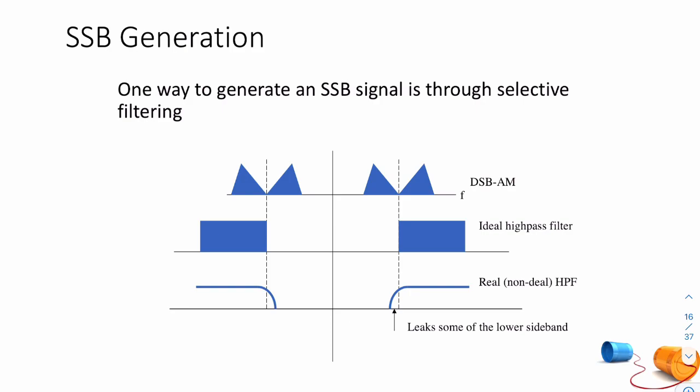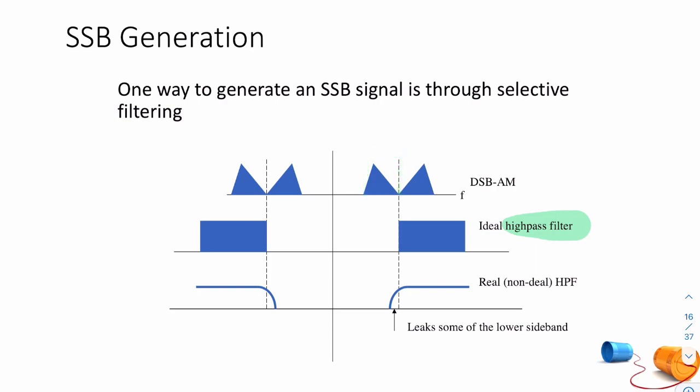How do you block it? Well, you need a filter. What kind of a filter? So here the shape of the spectrum has changed, but that's fine. What kind of a filter would block frequencies if you wanted to keep the upper sideband and block the lower sideband? You would need a high pass filter that would block the low frequencies. Alternatively, if you wanted to keep the lower sideband and block the upper sideband, you would need a low pass filter or a band pass filter.